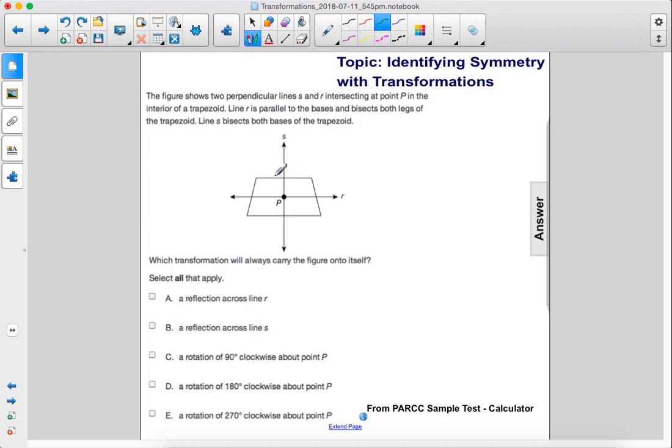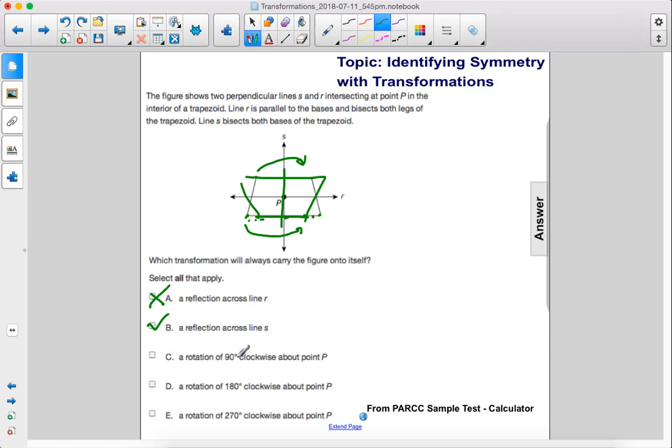Well, if you reflect across line S, that would work because this point would move there, this point would move there, and all of these would fill in. It would reflect perfectly across line S. However, it's not going to reflect properly across line R, because that would put the short base on this side and the long base on top, which would not be the same. It wouldn't carry the figure onto itself.